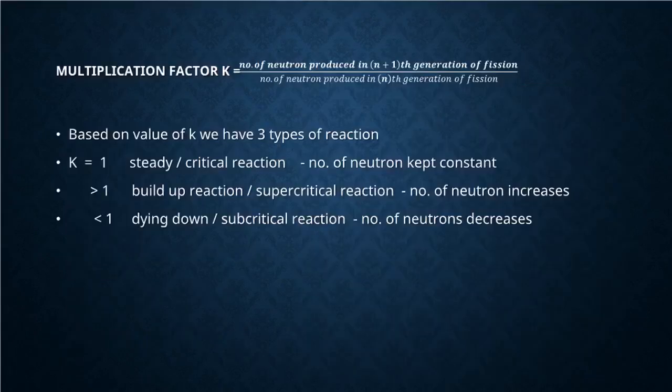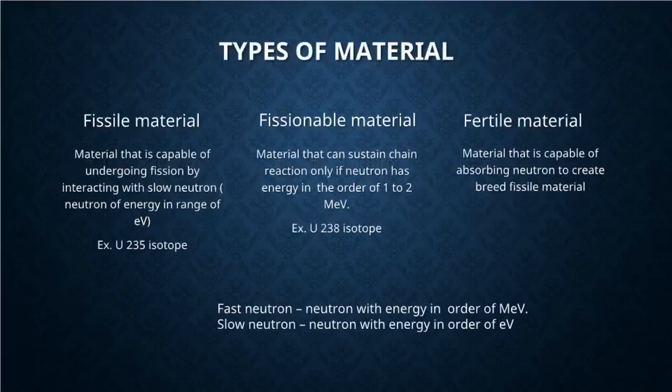We define a term called multiplication factor K, which is the ratio of the number of neutrons emitted in one generation to the number of neutrons in the preceding generation. Depending on whether the number of neutrons is increasing, decreasing or kept constant generation after generation of fission, we have 3 types of reactions: built up, dying down or steady reaction respectively, for K greater than, less than or equal to 1.